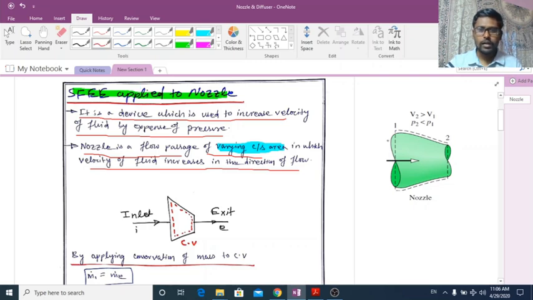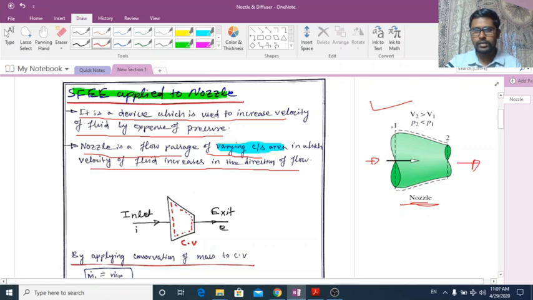And here the diagram of a nozzle is shown. This is a nozzle, and this is its inlet. Fluid is entering here and it is leaving here. Here the velocity is v1, here the velocity is v2, and it's shown that v2 is greater than v1. Here the pressure is p1 at the inlet, and at the exit pressure is p2. So p2 is less than p1. That means velocity will increase and pressure will decrease.